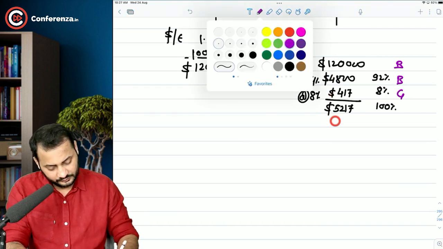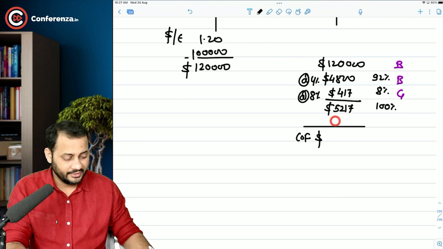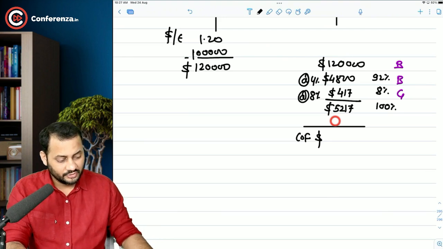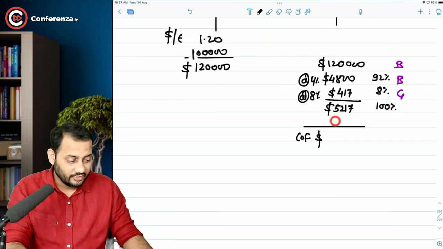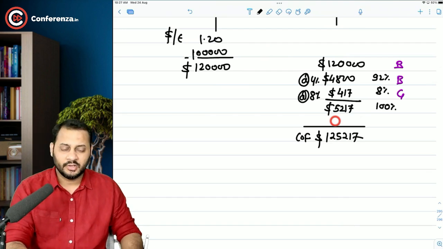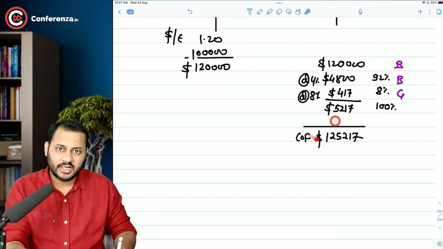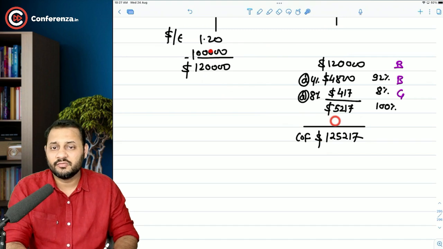So let's calculate the total amount of cash outflow. The cash outflow to you at the end has to be $1,20,000 as a principal repayment, $4,800 as the interest, and $417 as the withholding tax. So the total outflow will be $125,217. Now in terms of dollars you have the cash flows, right? But you want to calculate your total cost in terms of euros.